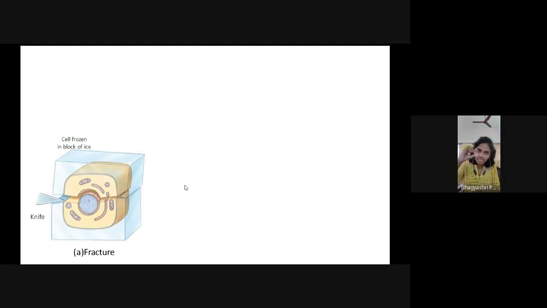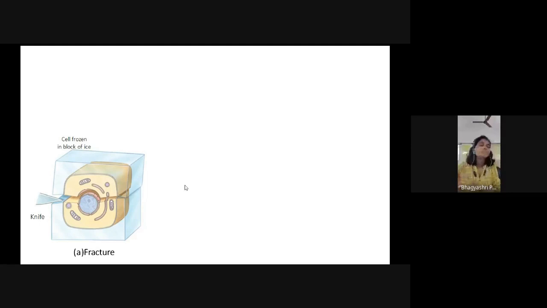Okay, so that your cell is now inside that block. If it is in the ice block, it is in the frozen state. Now once that block is created, you cut that block, you take a section of that block. Imagine the block in the form of a cube. You have a cube of ice, inside which you have placed your cell.